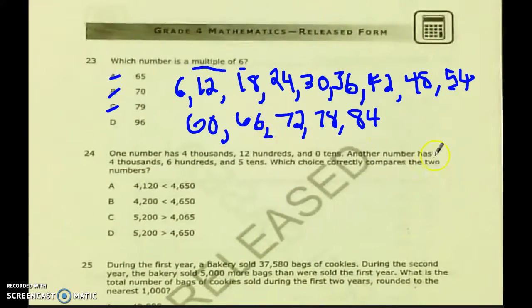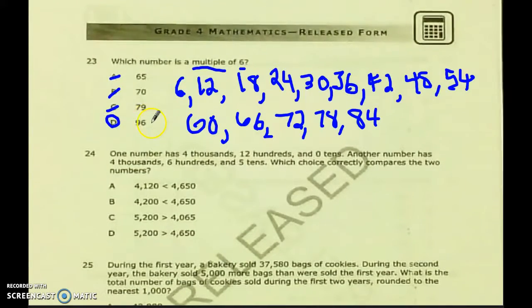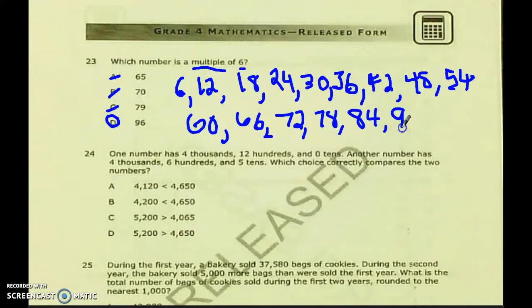So really the only logical choice, I really don't even need to go further than that. So I know my answer is 96. It's not because it ends in 6, because not all numbers ending in 6 are multiples of 6. It is because when I skip count by 6, I'll end up with 96. Let's just be sure. That would be 90, 96. Okay. Those are my multiples.